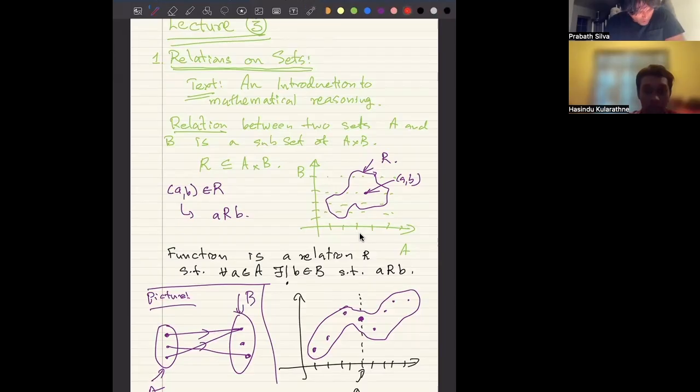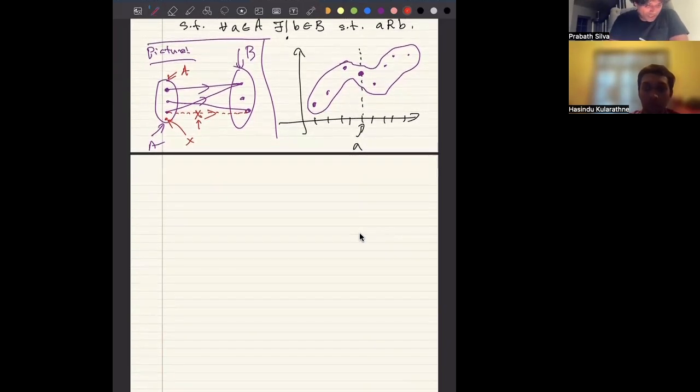But you cannot put this arrow, because that would mean this element goes to two elements, so there would be two points in the relation. So this is not allowed. Also, you cannot have points like this; this is also not allowed. You cannot have points in the set A that don't get mapped to the set B. Okay, good.